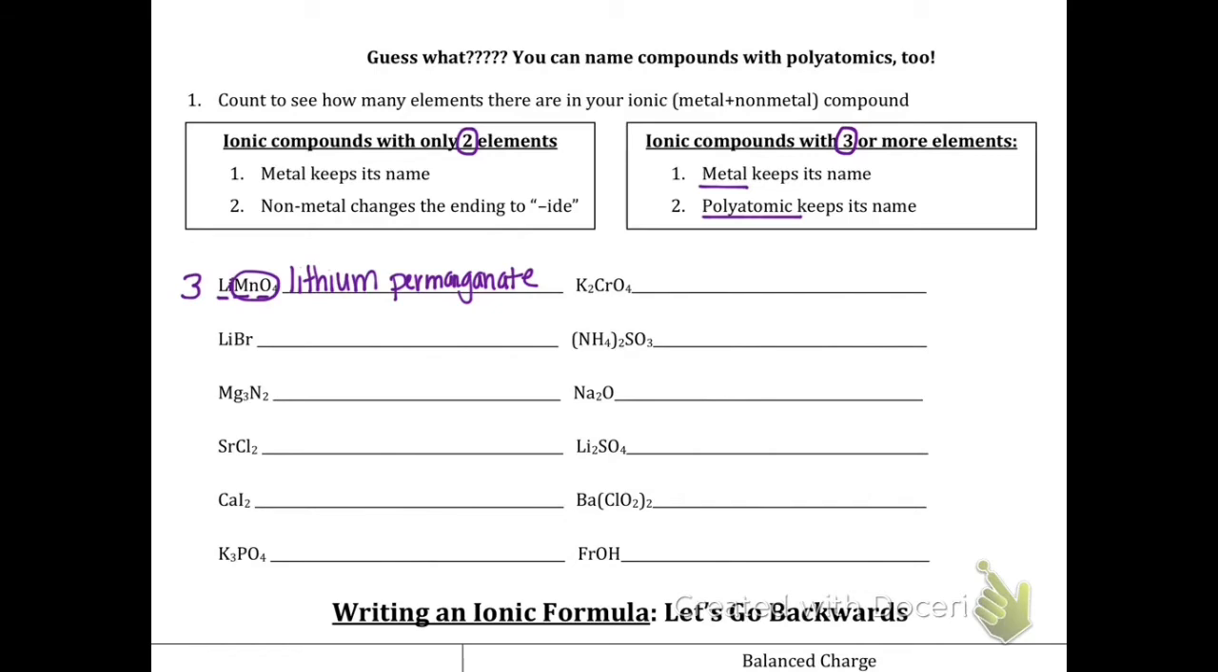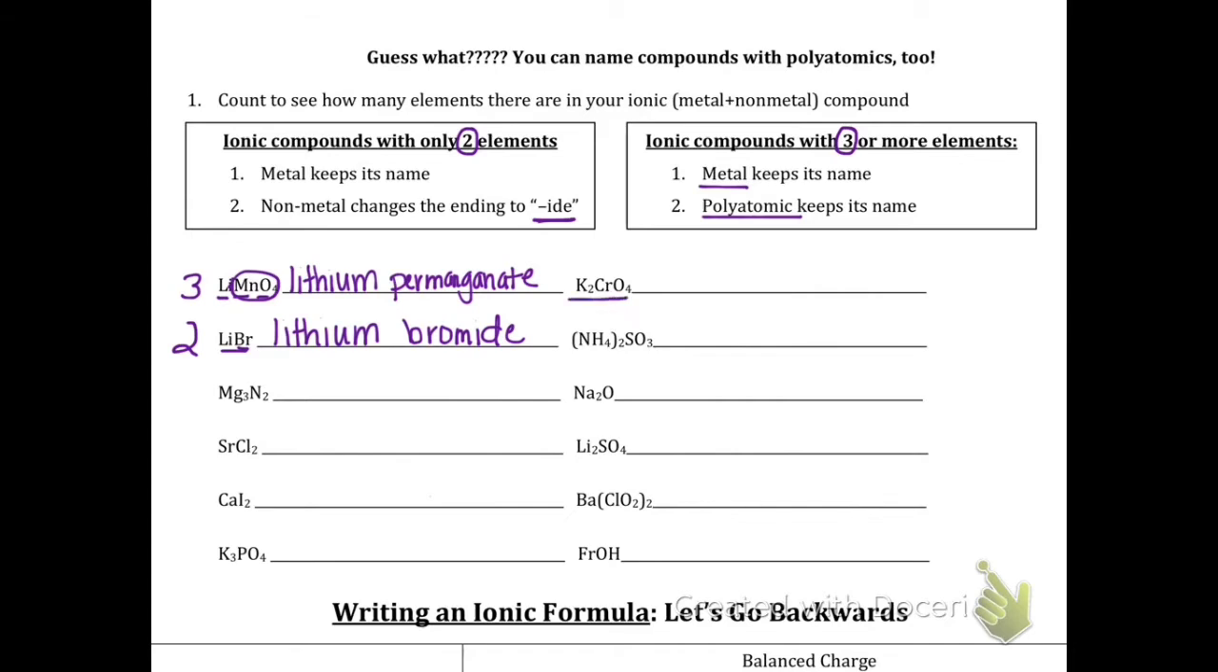Here we have a metal and non-metal, but we have only 2 capital letters. That means we just have 2 elements. If we have only 2 elements, you're going to name the first one, name the metal, it's lithium, and Br is bromine, but we need to change it to an -ide ending. So this becomes bromide. Excellent.